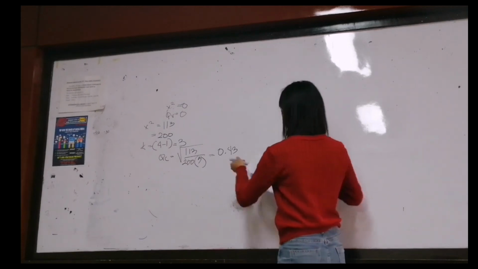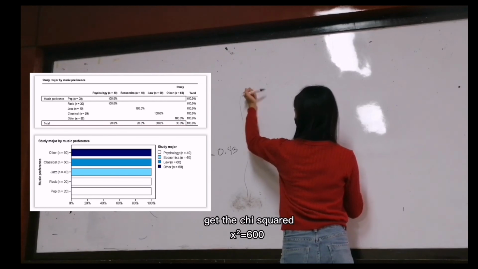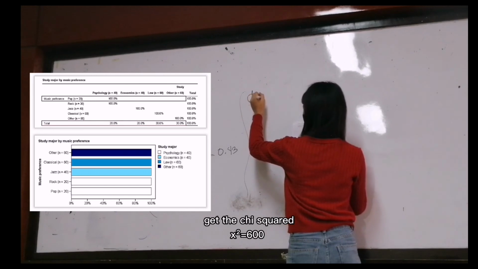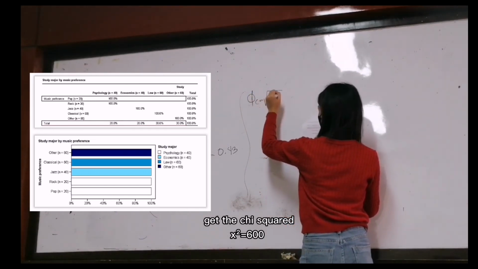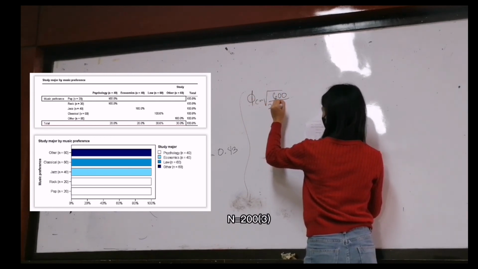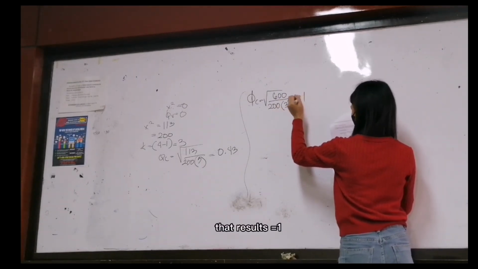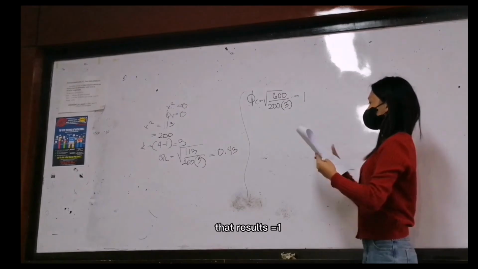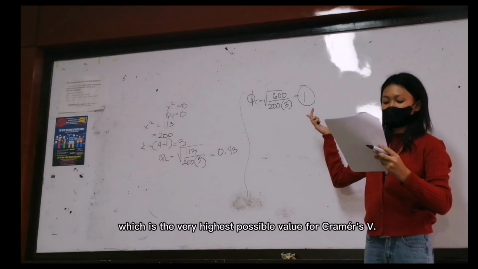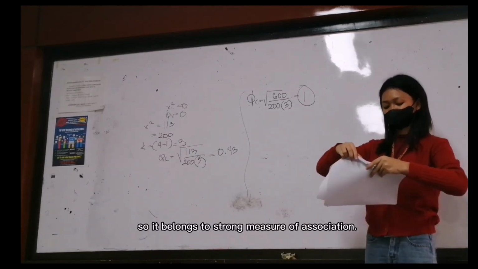For the next, chi-squared is equal to 600, and the sample size is 200. Cramér's V is equal to 1, which is the very highest possible value for Cramér's V, so it belongs to the strong category.